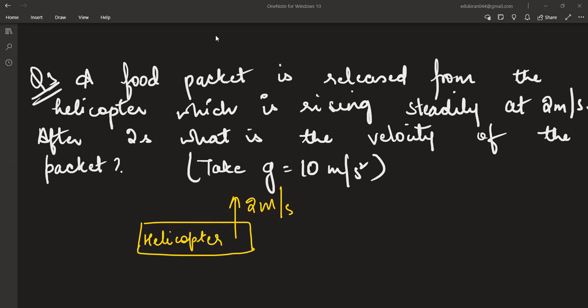2 meters. 2 meters per second. Very good, man. It would be 2 meters per second. Not 0, Abdul. See, it is not at rest. Why? Because it is in the helicopter, right? And the helicopter is moving. So the packet is also moving.